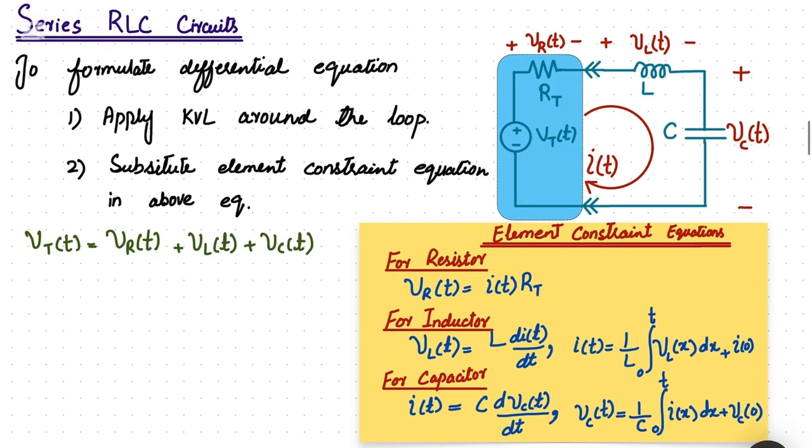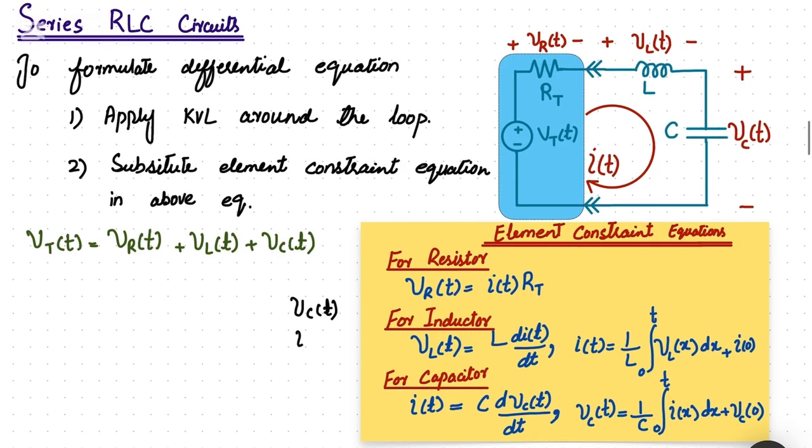The two state variables for this circuit are either Vc of t, the capacitor voltage, or the inductor current, which in this circuit is represented by I of t. So we want to convert the above KVL equation in the form of either Vc of t or I of t. Let's try to convert it in the form of capacitor voltage.